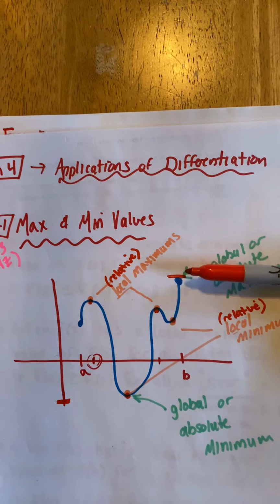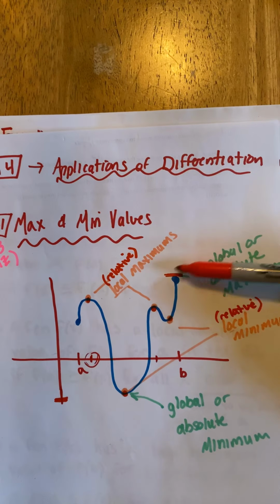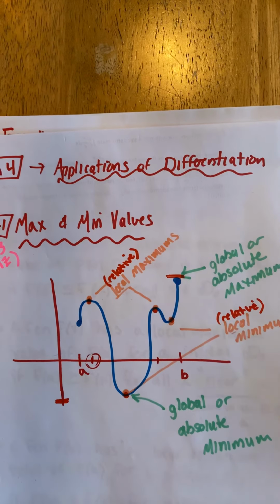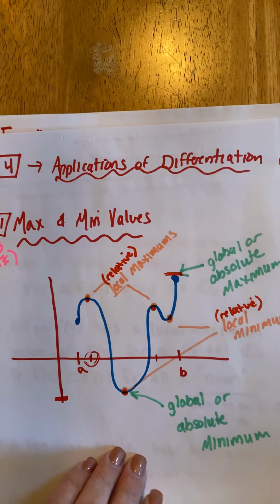This absolute maximum, though, is not the top of a hill, even though it does seem to stop there. Because we don't know what goes on beyond this point, endpoints are never classified as relative or local maxes or mins, but they can be global maxes or mins.